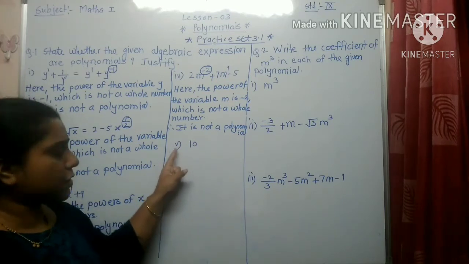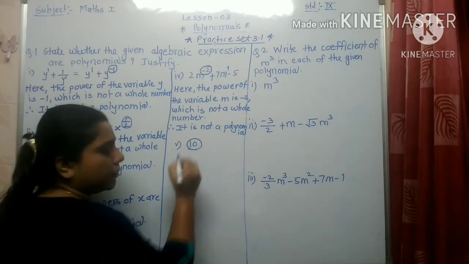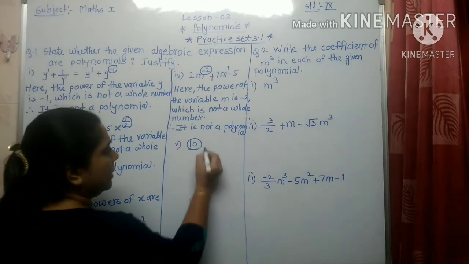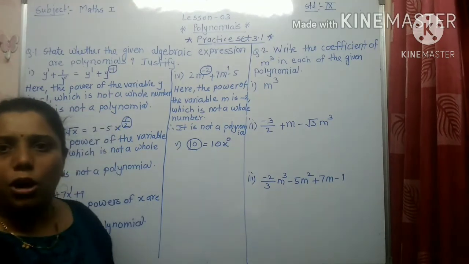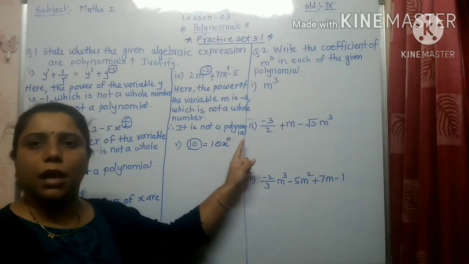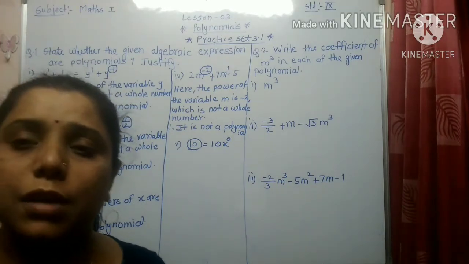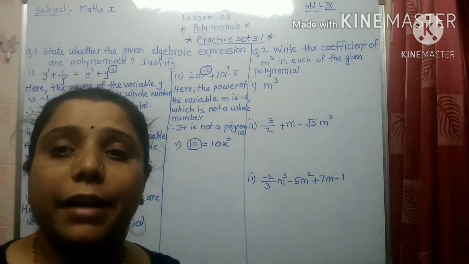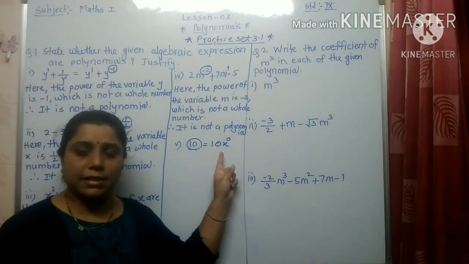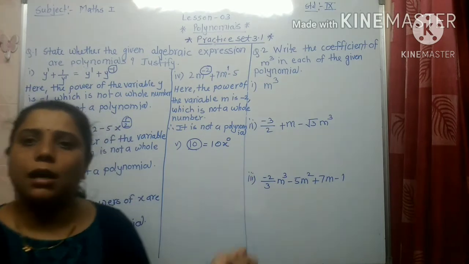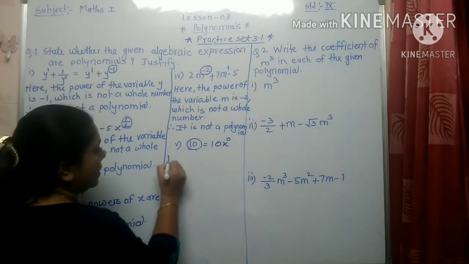Okay. Now the next one, in the fifth sum, it is a constant term. So how to write 10 as? 10 is nothing but 10 into x raised to 0, because anything raised to 0 is always 1. We are using here all the laws of indices. Here the power of this variable x is 0 and 0 is a whole number.